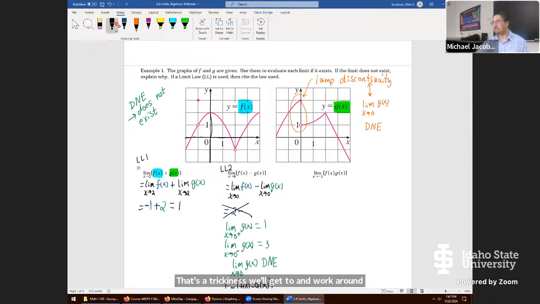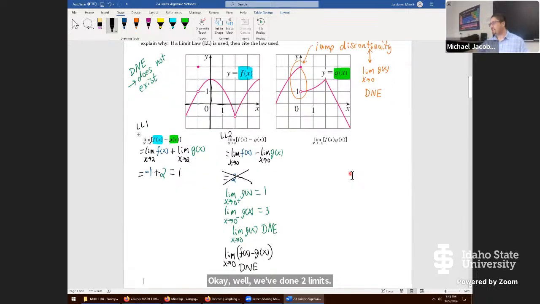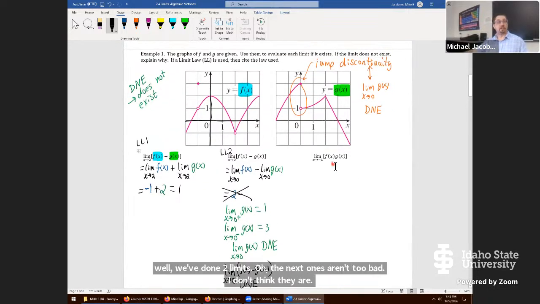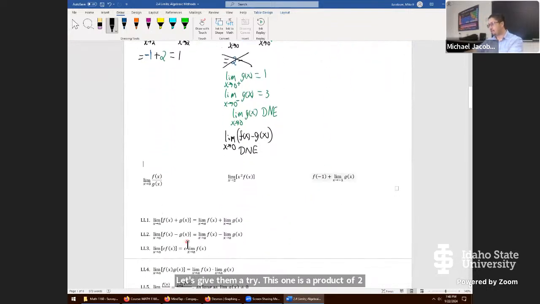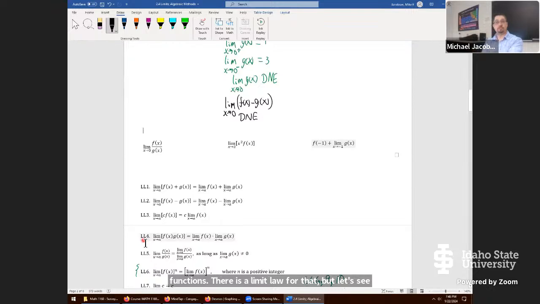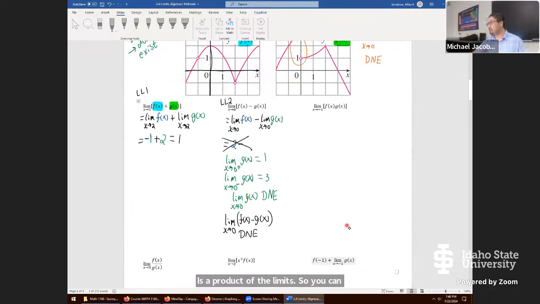Okay, well, we've done 2 limits. I hope the next ones aren't too bad. I don't think they are. Let's give them a try. This one is a product of 2 functions. There is a limit law for that, but let's see if we can find it. The product of functions limit law is this one right here, limit law 4. It says the limit of a product is a product of the limits. So you can transfer your limits in that way. Let's actually show it right here, limit law 4.